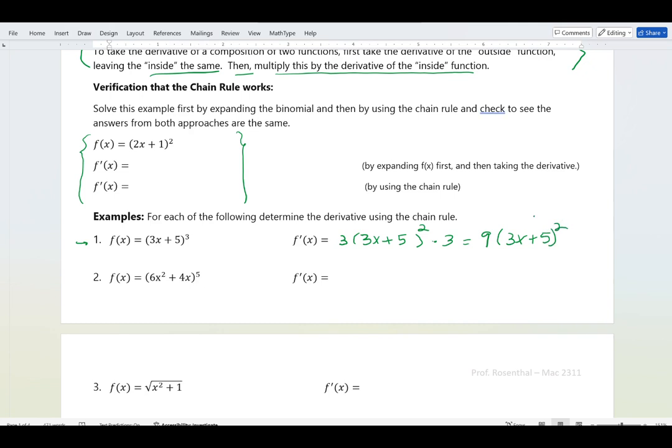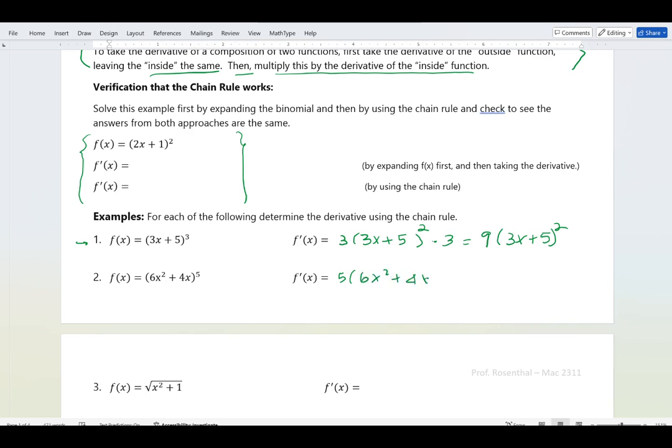Usually you're not going to have to expand the result. You can leave it like that. Okay, what about example number 2? F of x equals quantity 6x squared plus 4x to the 5th power. Let's take the derivative, again using the power rule. Bring the power down, leaving inside the same.